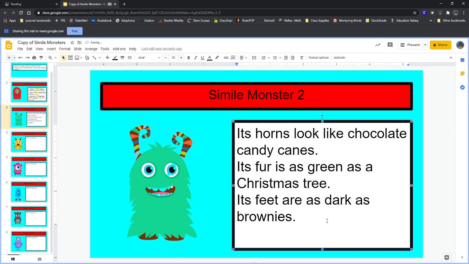Because I agree. Now that you say it, I didn't see it before, but you're right. I think if it didn't have the fur on top, those would definitely look like if you took a brownie and you looked at the side of it, that's how it would look. Although I don't think its feet would taste as good as a brownie. Unless it's a candy monster. I don't know. If it's a candy monster, maybe they taste good like brownies. Okay, but those are good. I like those similes. Let's try the next one together.